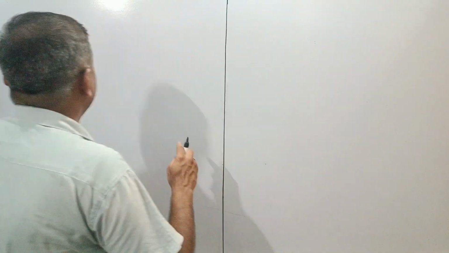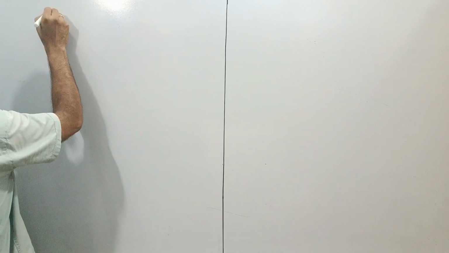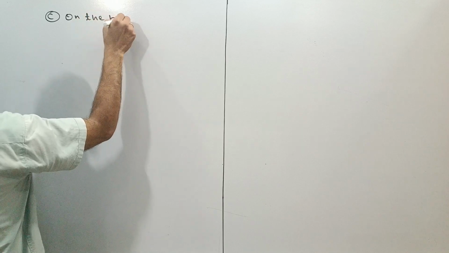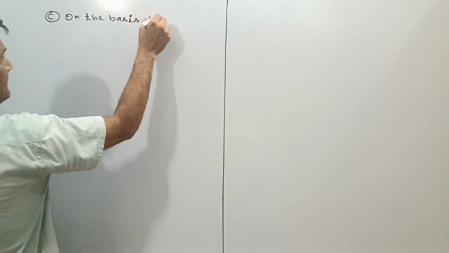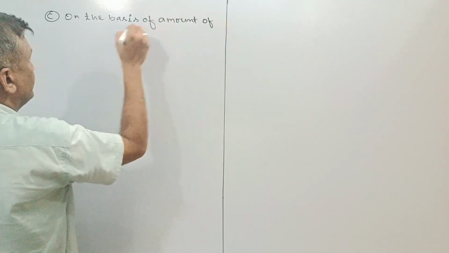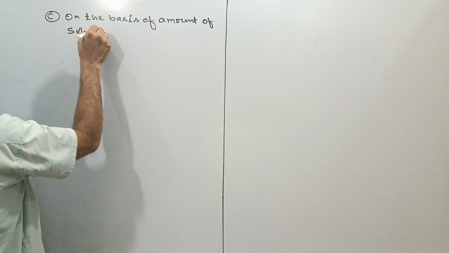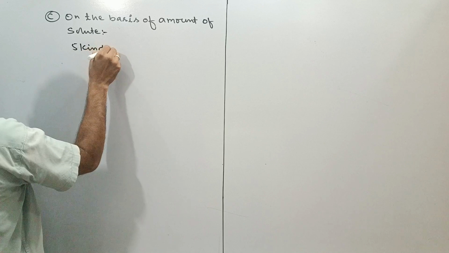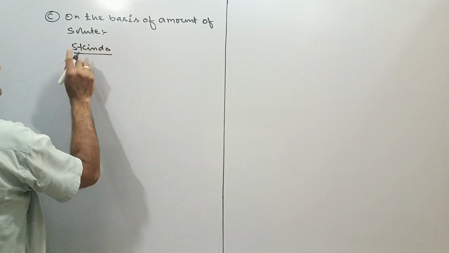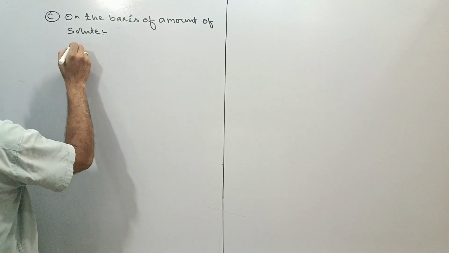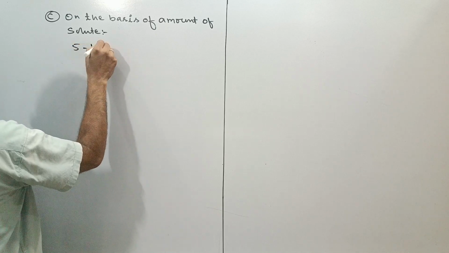Now we'll go with the third base, that is on the basis of the amount of solute. Then there are 5 kinds of the solution. Generally we'll take only 2 kinds, but here it is important to know all 5 kinds of the solution.